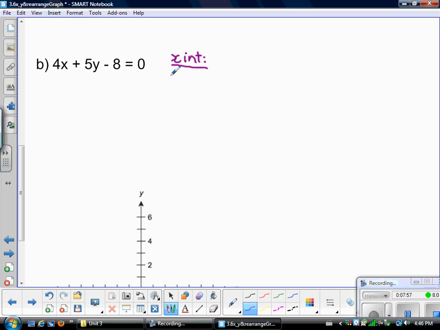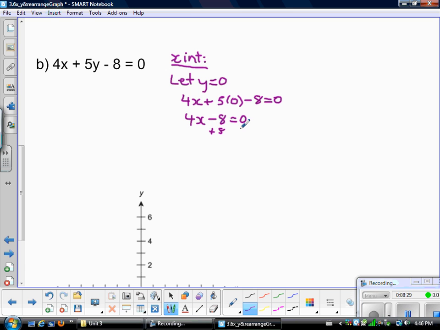To find it, I let y equals 0. When y equals 0, I have 4x plus 5 times 0 minus 8 equals 0. So again, we're solving for x. It might take us a little bit of work. This is 0, and we're left with negative 8 equals 0. Obviously, we're going to have to add 8 to both sides.